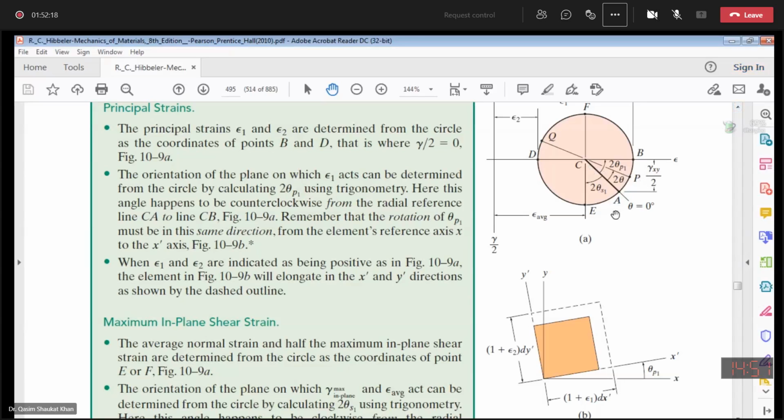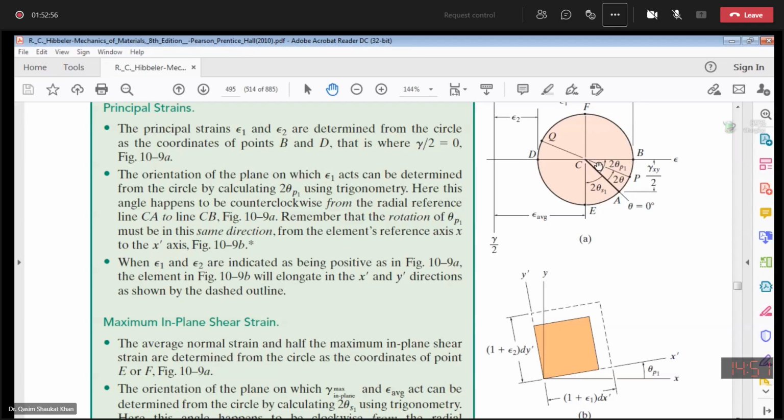Now, if you want to calculate this from the Mohr circle, we know that theta on the element will be represented by 2 theta on the Mohr circle. So let's take theta positive 30 degrees. So 2 theta will be 60 degrees positive, counterclockwise. So moving from the reference line CA in the counterclockwise direction using the protractor. You need a protractor as well.